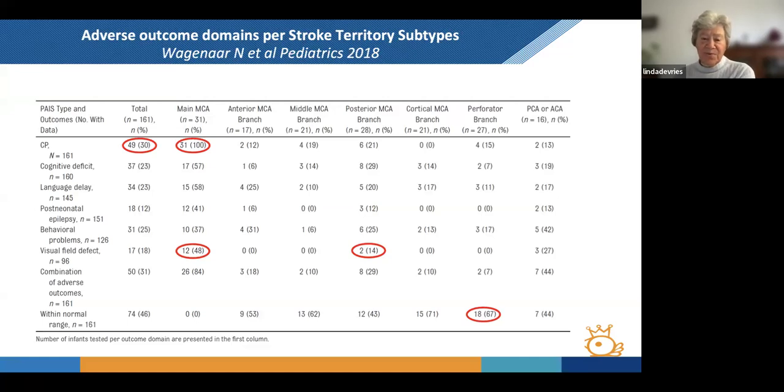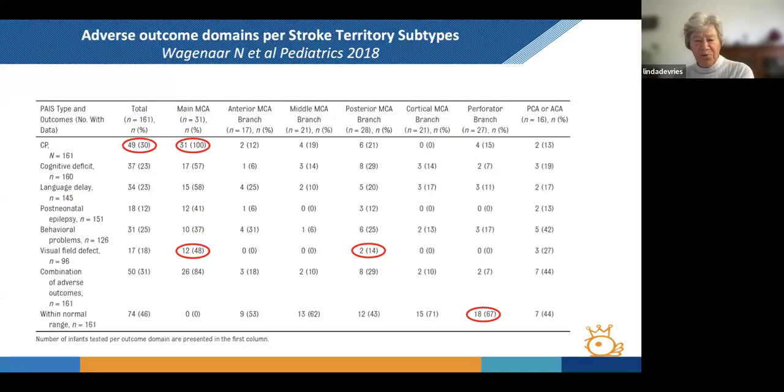But if you look at the children with a main branch, so this huge MCA, then all the children developed a hemiparesis, and half of them developed a visual field defect. But if you look at the children with, for instance, a posterior MCA, it's only 21%, and still some children with visual field defect, but none of the other subtypes did develop visual field defects.